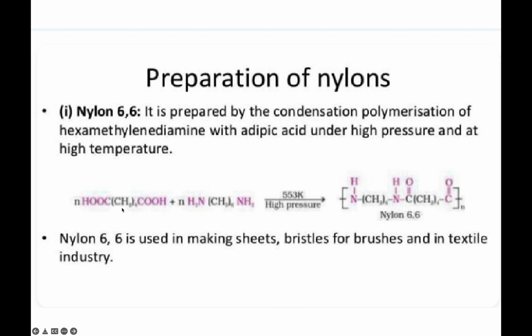HOOC-(CH2)4-COOH plus H2N-(CH2)6-NH2, at temperature 553 Kelvin and high pressure. The product formed is -NH-(CH2)6-NH-CO-(CH2)4-CO-, n times. This product is called nylon 6,6. Usually it is used in making sheets, brushes, bristles and in the textile industry. So the preparation of nylon is also very important. Just go through these important notes and the equations.